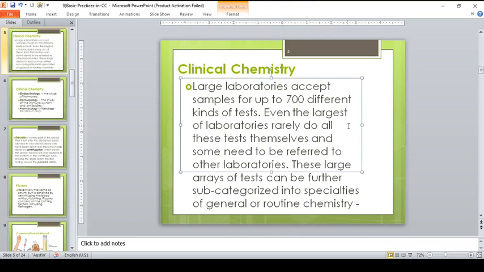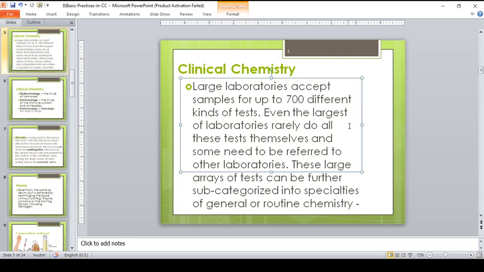Large laboratories accept samples for up to 700 different kinds of tests. Even the largest laboratories rarely do all these tests themselves, and some need to be referred to other laboratories. These large areas of tests can be further subcategorized into specialties of general or routine chemistry. Even a tertiary laboratory does not offer all of the analytes, which means that they do not test all of the analytes under the clinical chemistry section.